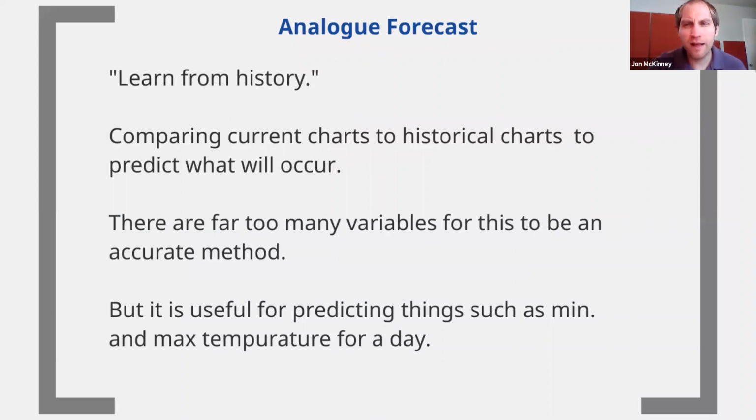Again, this is kind of more of a history lesson about all the different ways we could predict weather. Analog forecast is where you learn from history, comparing current charts to historical charts to predict what will occur. Maybe years ago, there was a weather system with a low pressure system and a cold front in this exact same spot. So here we are years later trying to predict what's going to happen based on history. But unfortunately, there are just far too many variables for this to be accurate. It could be useful for predicting things such as minimum or maximum temperatures, but too many variables.